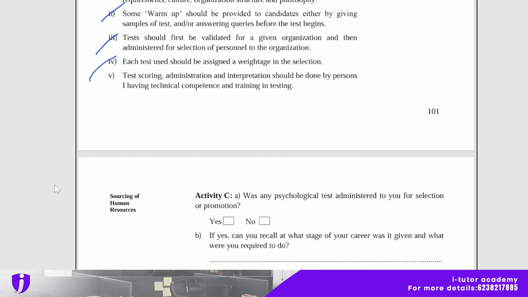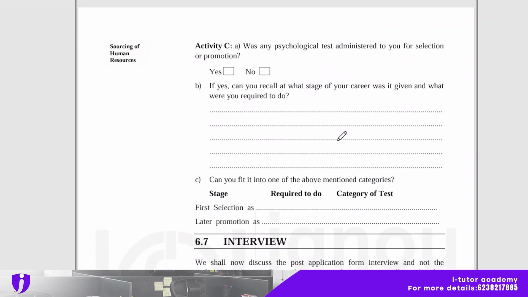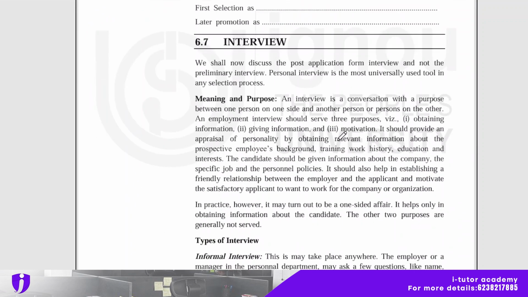Each test should be assigned a weightage in the selection. And the last one is that the test scoring, administration and interpretation should be done by a person having technical competence and training in testing. And next one is interview.